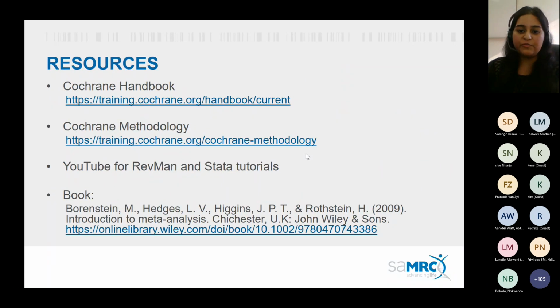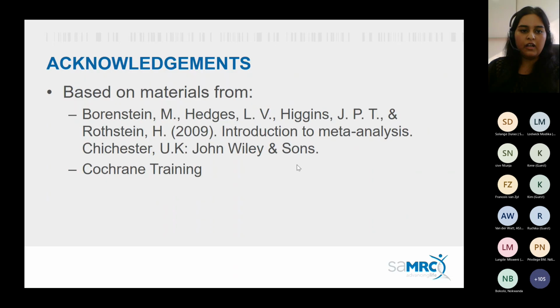So some resources that you may find helpful are the Cochrane Handbook and the Cochrane Methodology webpage. And you can always refer to YouTube for RevMan and Stata tutorials. And an extremely helpful book in learning meta-analysis is by Borenstein, Hedges, Higgins, and Rothstein. It's an Introduction to Meta-Analysis. And just to acknowledge that some of the material presented today is based on this book and also on Cochrane training slides.